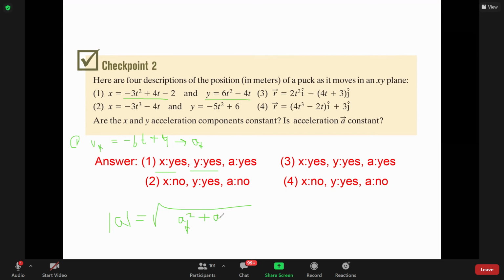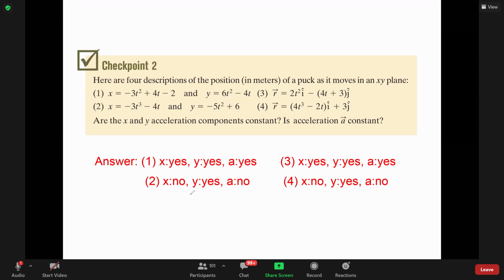If there is no t component, no t derivative, no t variable, I still get a constant. Because you have the numbers 6 and 12, the square root of 12 squared plus 6 squared, you get a number. So it does not depend on t. So x and y are independently constant. As a result, the total acceleration is also constant.